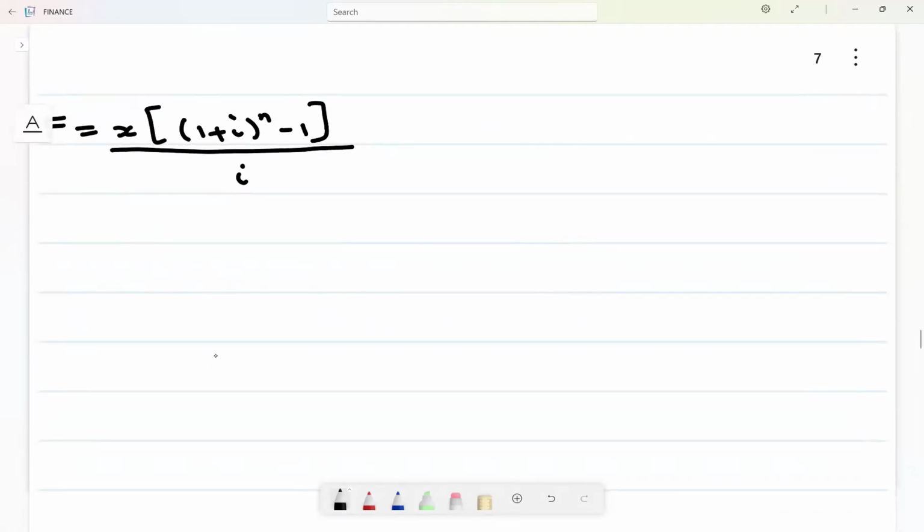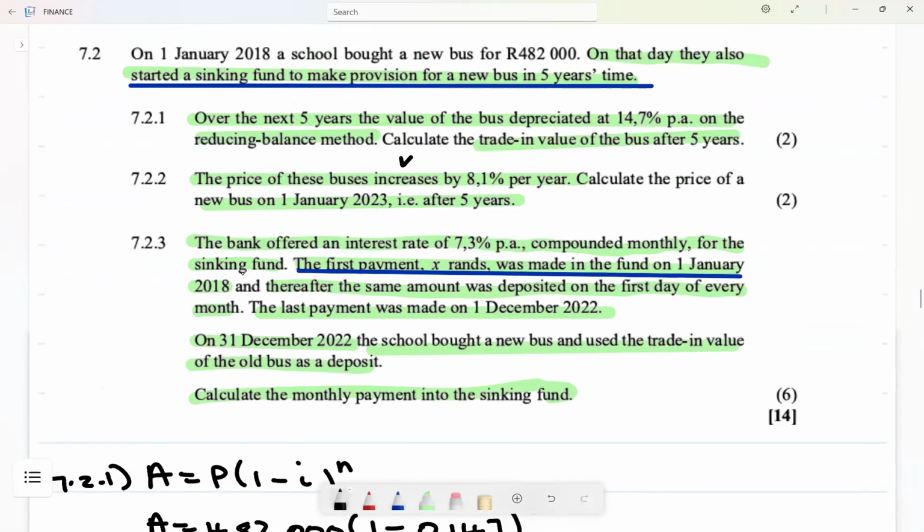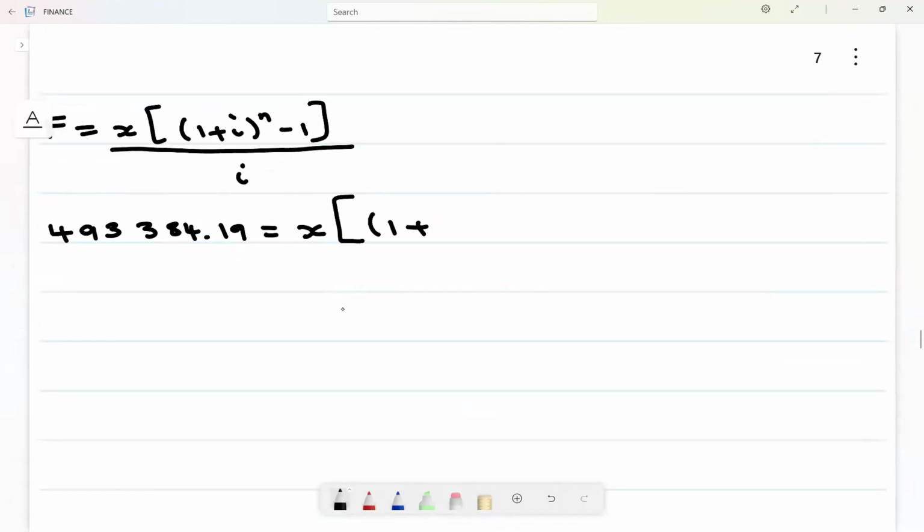And say my future value here, it is how much? It is 493,384.19. It is equal to, I need to know my regular payments. What's going to be interesting? Okay, the interest was how much? Remember, each and everything has a different interest. The using balance had its interest, inflation had its interest, and then the sinking fund will also have its interest, which is 7.3%. 7.3% is the same as 0.073 divided by 12, compounded monthly, to the power of n, very important, minus 1. I will come to n again.